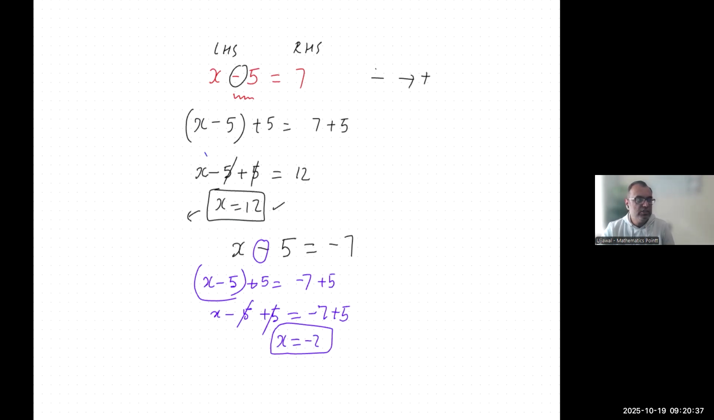Let's go to the next page. And now we are going to do multiplication and division. Let's say I have 5x equals 20. I mean, these are very basic linear equations. I know you can do it, but I'm just teaching you the technique. 5x actually means 5 times x, so it's a product.